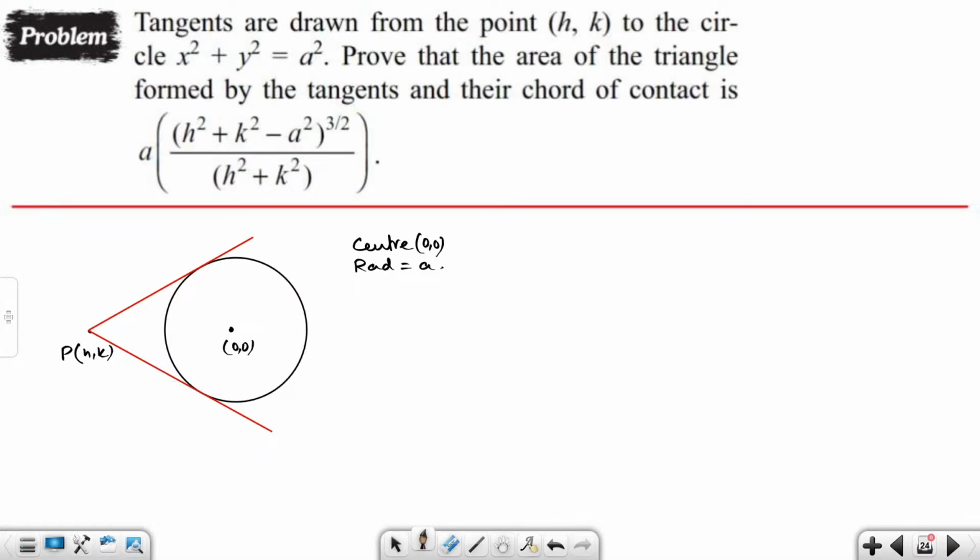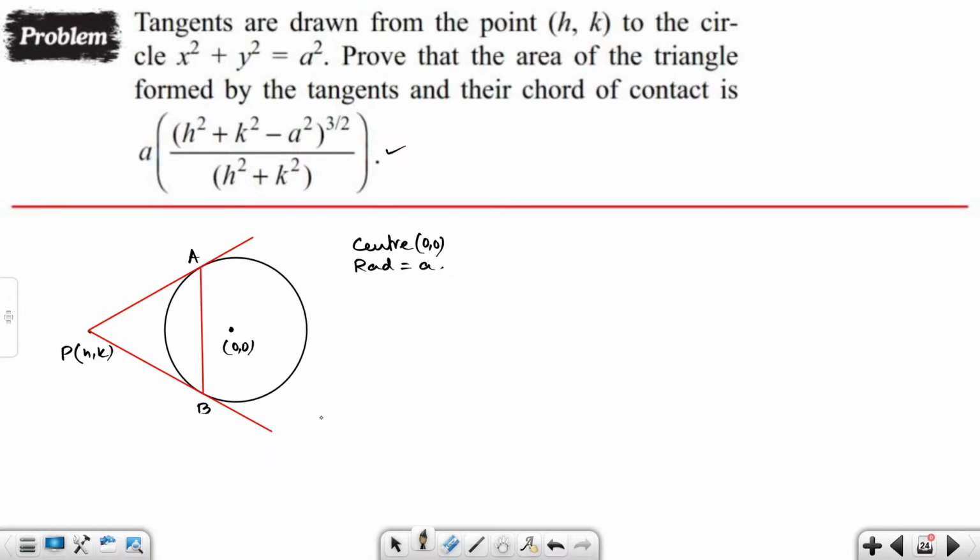Now what is the question? The question says that the area of the triangle formed by these two tangents and their chord of contact. This chord of contact. You have to find out the area of this triangle. Okay? How to do this? You have to prove that the area is this. It's okay. But to us, I will simply find out the area of the triangle PAB, where AB is the chord of contact.